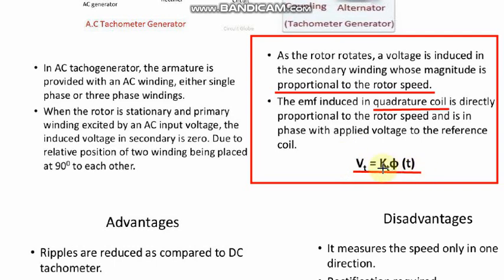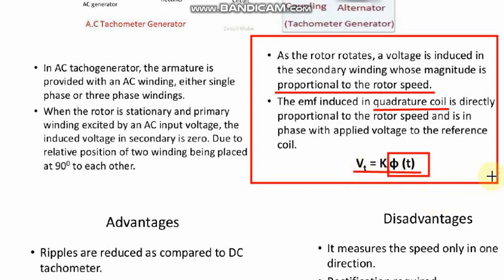That will be equal to Vt = Kt × phi(t). Kt is a constant, and t indicates that there is a time function, because the flux is varying according to the speed of the shaft, and as time passes, the flux is also changing, because it is alternating in nature. And we know that alternating values are taken as a function of time. So here the voltage will also be of AC nature.